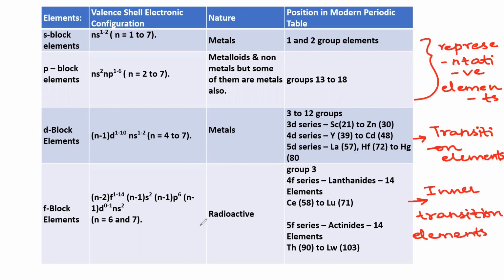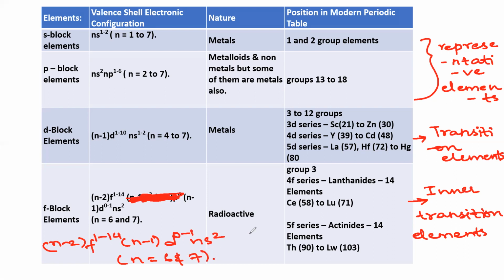Most of the F block elements contain 0. Only 1 will be. So this n-1, np2 is not required. So remaining all it is present. So n-2, F1 to 14. Again, I'm writing here simply. You can just note it down. n-2, F1 to 14, n-1, D0 or 1. This is in the case of only lanthanum, and ns2, where n is equal to 6 and 7. So this is the final outermost valence shell configuration of F block elements, and remaining all you know. So I hope it is clear now.